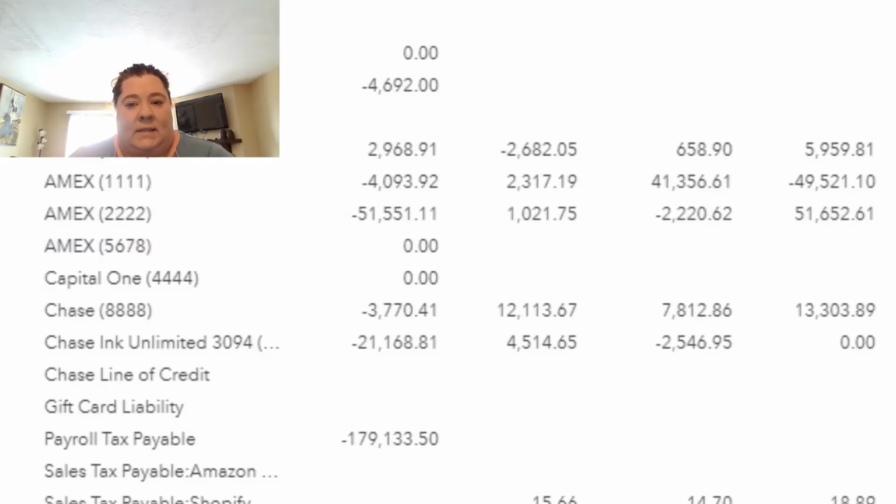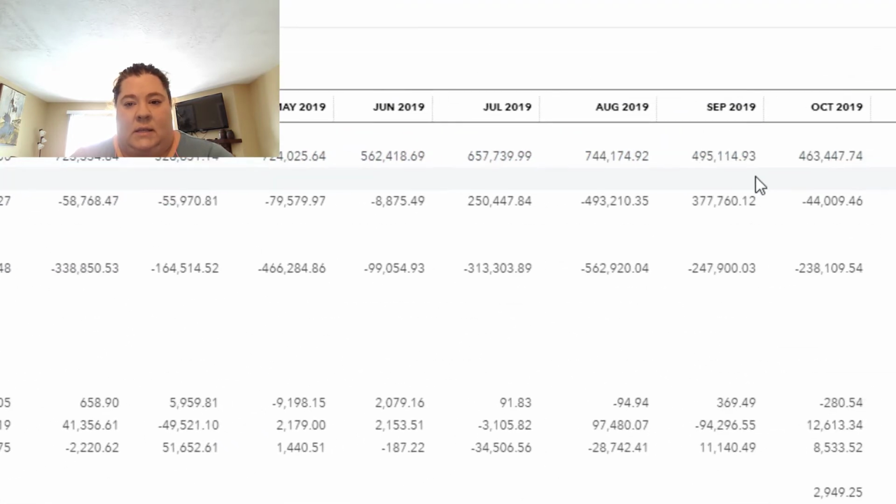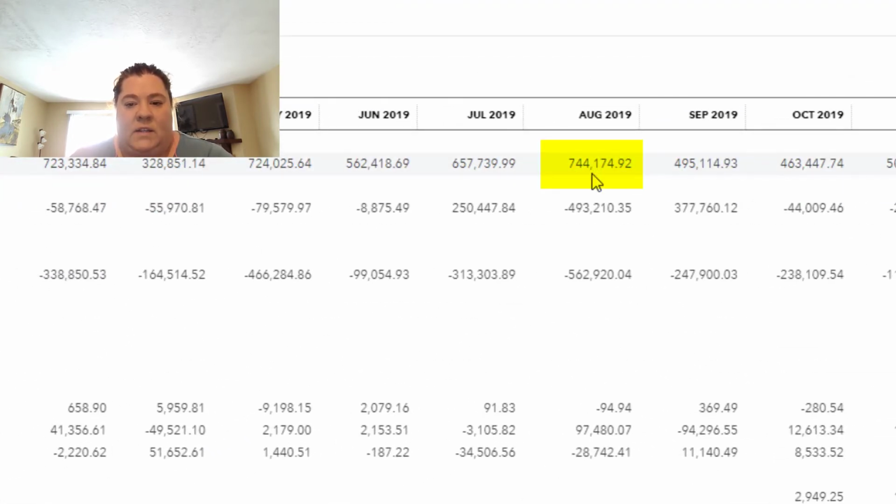It's kind of a pain, but it's so valuable to see this information. I'm just really glad that QuickBooks does this now. One of the ways that it's really valuable to see this information is to take a look at this month here. We had this huge month where we had $744,000 in net income, but a negative impact of $493,000.